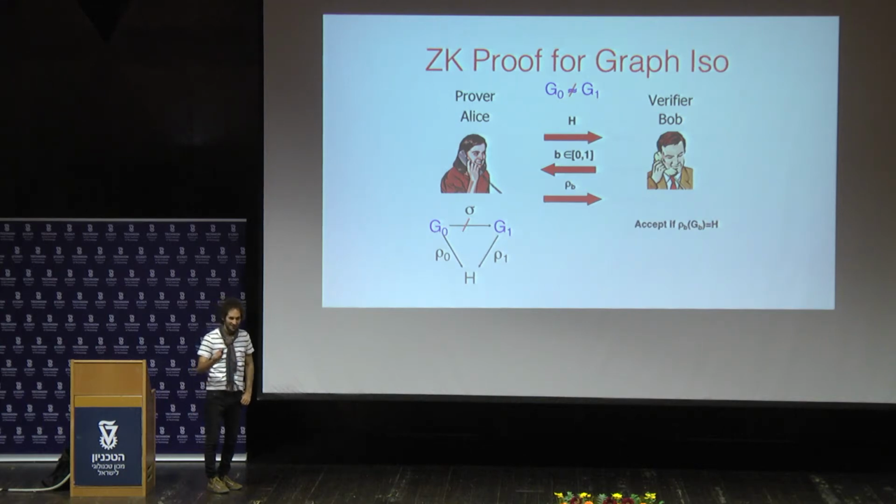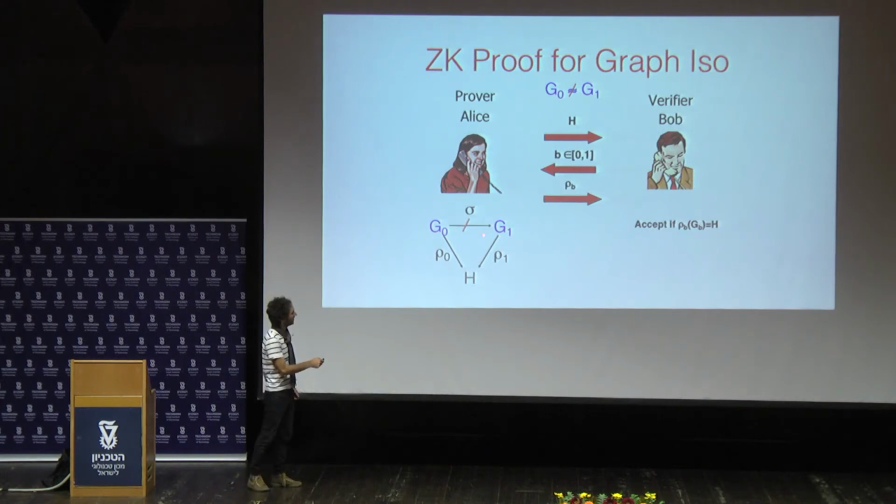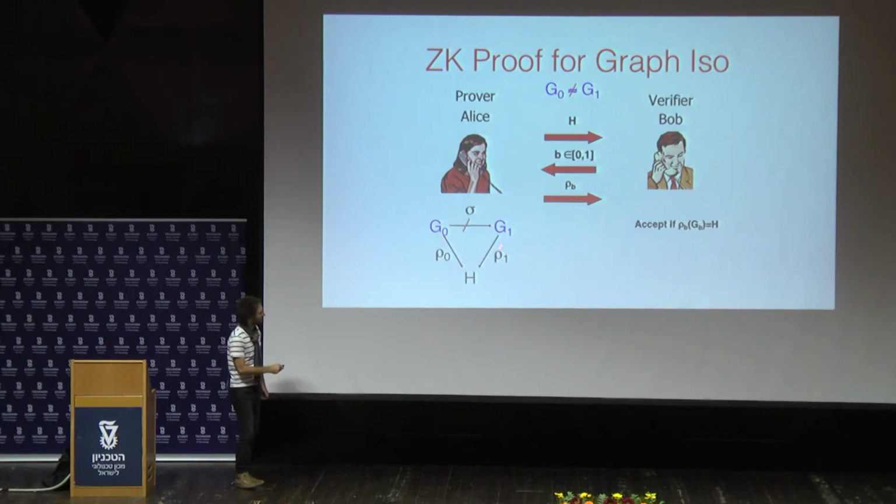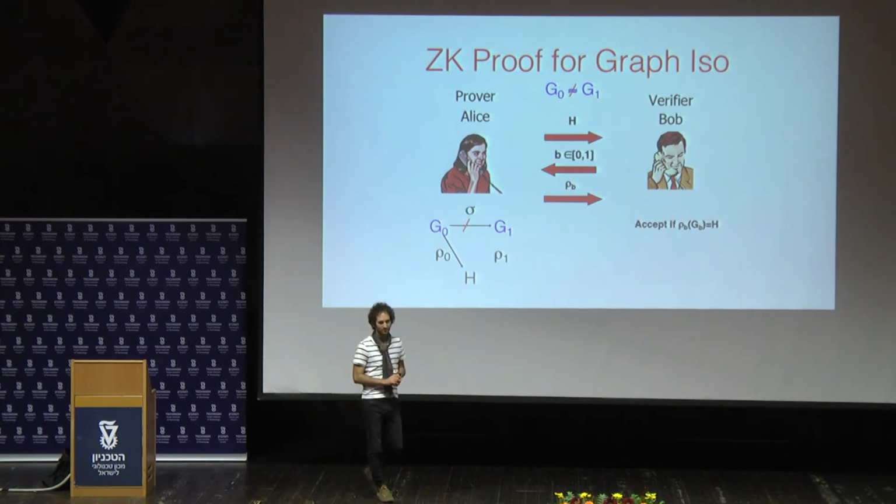But in fact, 1/2 is the exact probability she can cheat. Because if they're not isomorphic, she cannot go from here to here and there to there, right? Because if she could go from here to here and there to there, then there is a way to go from here to there, by relabeling G0 to this and relabeling H to G1. So if they're not isomorphic, these two arrows cannot exist. So either it's like this or like that. Both cannot exist. Right? So with probability 1/2, Bob will actually catch her.